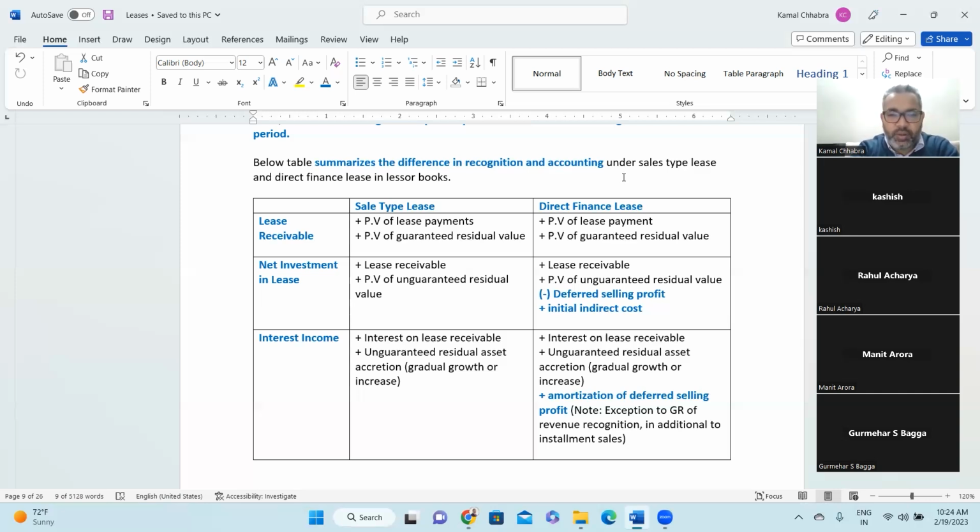In that scenario, $110,000, which is your lease receivable, plus an additional amount of $5,000, which is 15,000 minus 10,000. 15,000 is the total residual value which you are expected to receive if you sell in the open market, minus the guaranteed residual value which the lessee has committed. So that $5,000 in addition you will add. So your net investment in lease would be $115,000. Make sense?